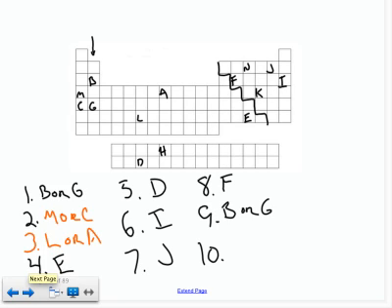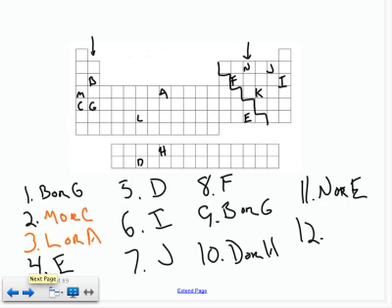Number 10, which element is an inner transition metal? The inner transition metals are the elements in the F block down at the bottom here. So either D or H would be correct for number 10. Number 11. This element has 5 valence electrons. You have to remember that the elements with 5 valence electrons are in group 15, which is this group right here. So either N or E would be correct there.